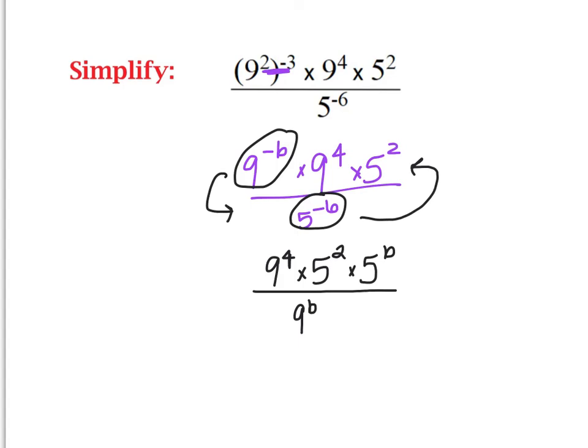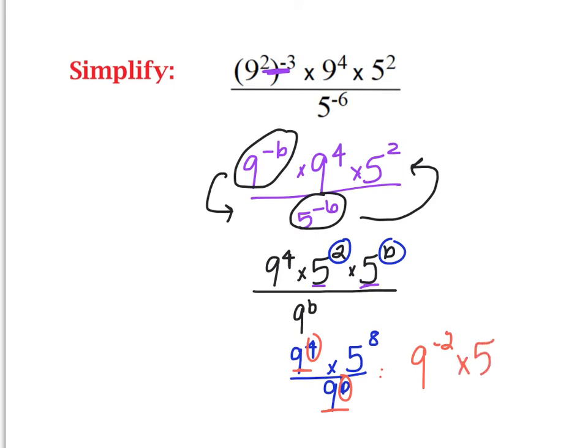Now I see in my numerator, I do have like bases that I can simplify. So my numerator, my 9 to the 4th is going to stay up there, times, I'm multiplying, so I add my exponents, keep my base of 5, 2 plus 6 is 8, all divided by 9 to the 6th. Now I do have like bases when I'm dividing with my base of 9, so I can subtract 4 minus 6, careful, 4 minus 6 is negative 2. So it's going to be 9 to the negative 2nd times 5 to the 8th.